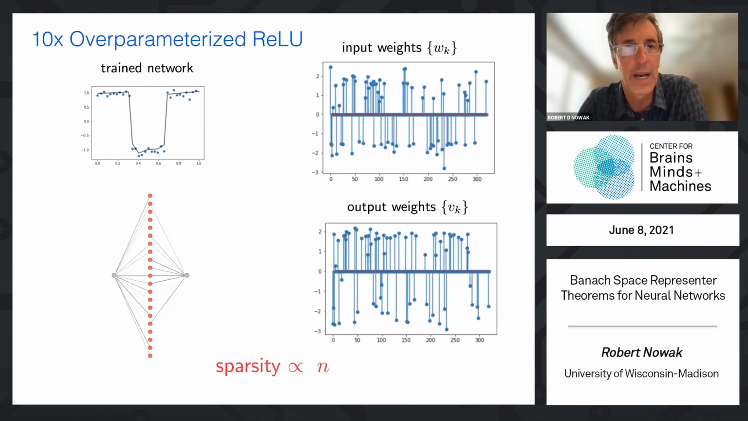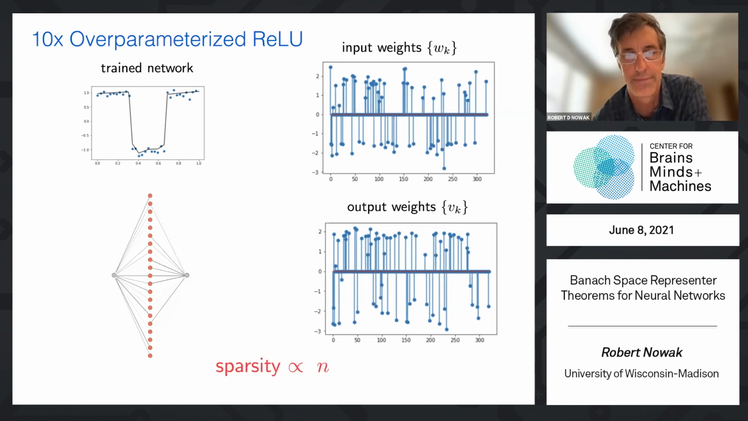Here, what I'm looking at is an overparameterized rectified linear unit neural network. There are 10 times more neurons than we have training data points. Up in the upper left, you see the data points, the blue dots. The black function superimposed there is the learned function that the trained neural network produces. Again, we're using 10 times more neurons than we have training points.